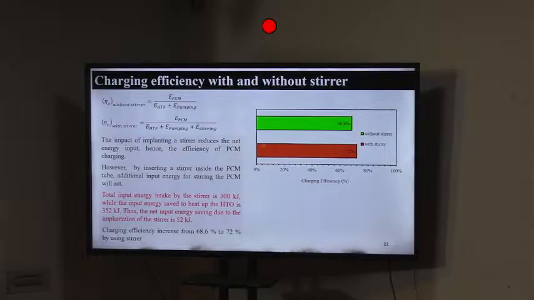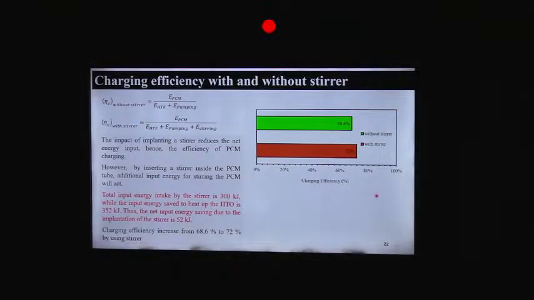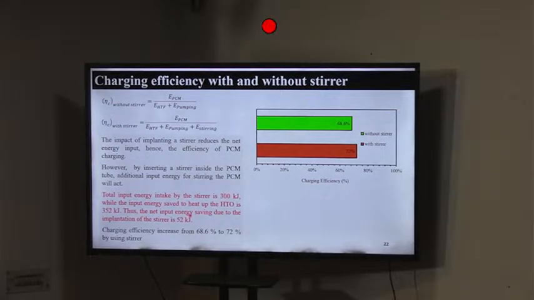But you can see that with the stirrer the charging efficiency actually got enhanced from say 68% to 70%. That is one advantage we wanted to have. The total energy intake by the stirring mechanism of the 100 watt stirrer is around 300 kilojoule, while the input energy which we have saved because of the reduction in the time of charging is actually 3. So there is a delta which we got as an advantage by utilizing this faster charging mechanism.